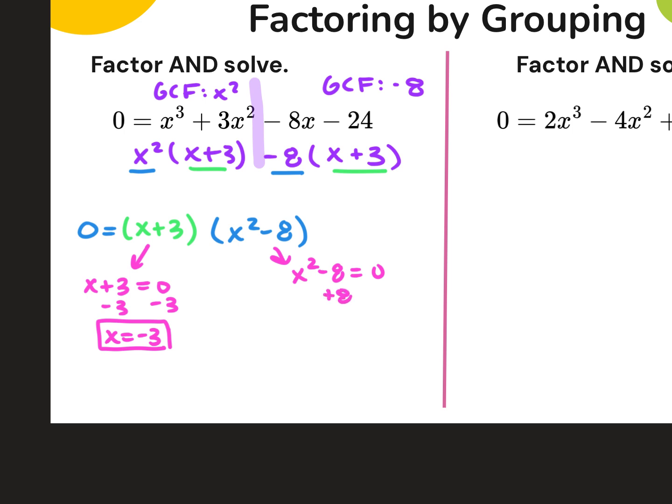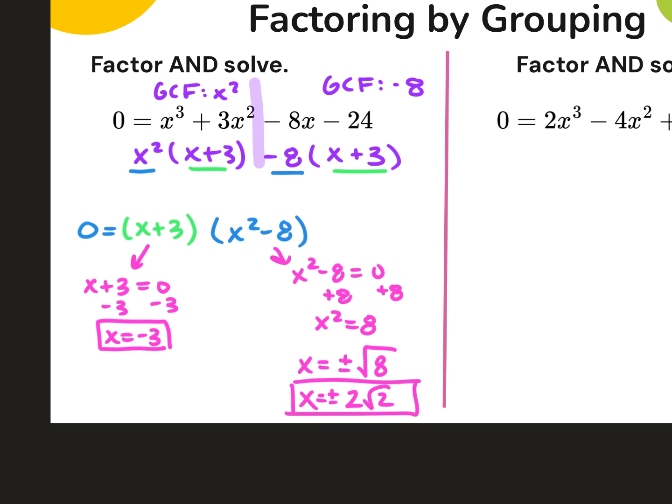In my second equation here, I would add 8 and then take the square root of both sides. When I do that, I get 2 solutions. I have to remember that both the positive and negative root are a solution. Square root of 8 simplifies into 2 square roots of 2, and I end up with 3 total solutions. I have 1 from the first factor, negative 3, and 2 from the second factor, positive 2 root 2 and negative 2 root 2.